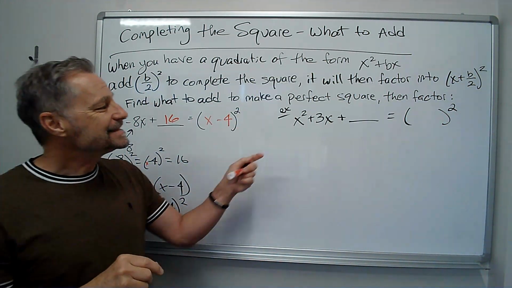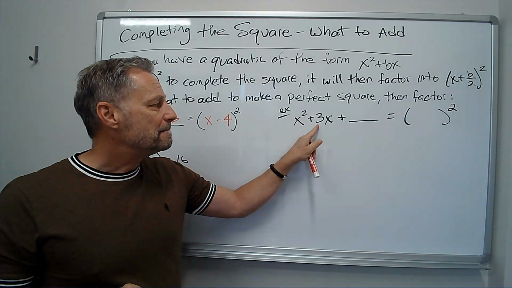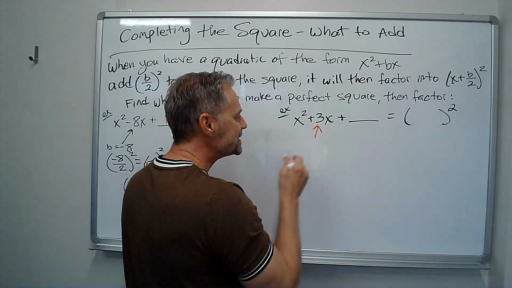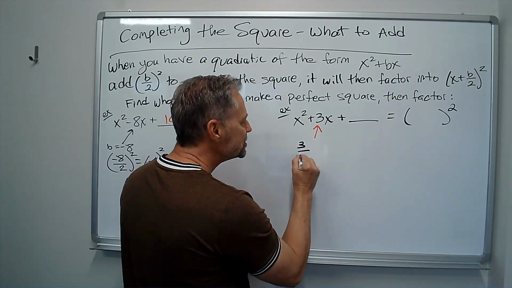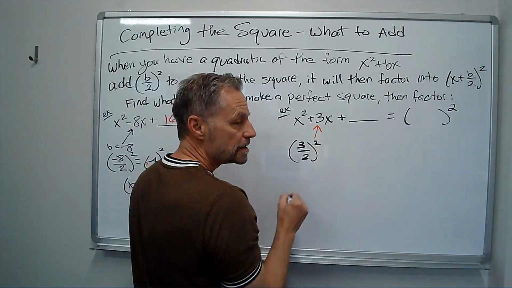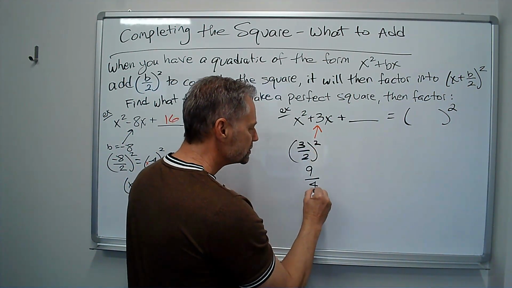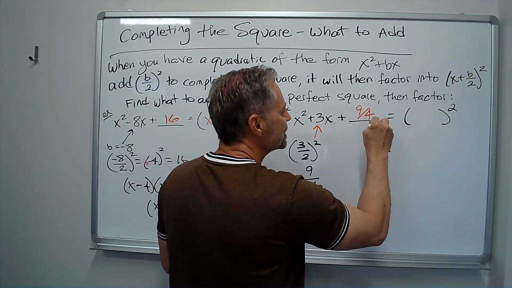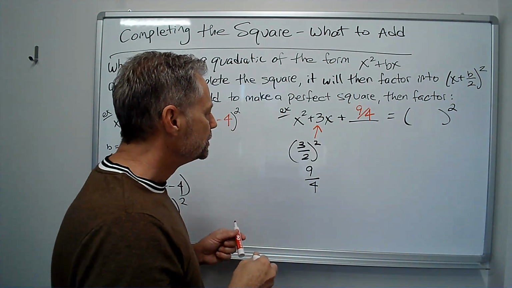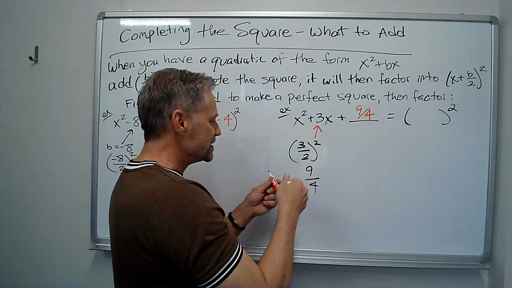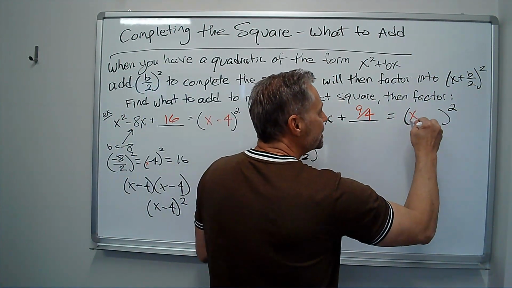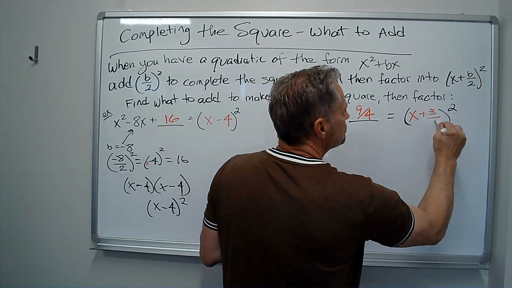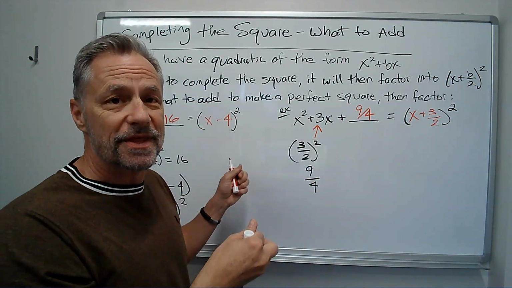Now, this time, it's still in the right form, but I have a number that's not nicely divisible by 2. So remember, I take that number, divide it by 2, and square it. Well, that's going to be 9/4. That's the number I put in right here. I'm going to add 9/4 to both sides. Now, if you want to go straight to it and say, oh, this must be x plus 3/2, you can do that.